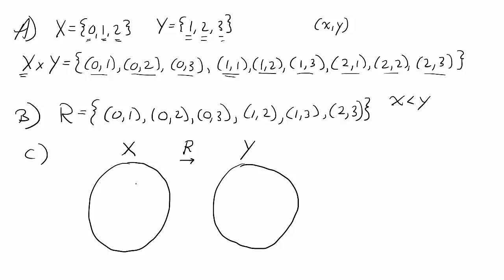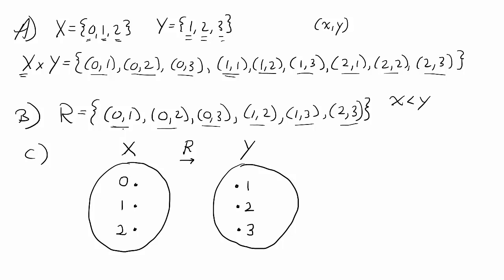And then X had the elements 0, 1, and 2 in it. And Y had the elements 1, 2, and 3 in it. And then you're just going to draw arrows representing each of these 6 ordered pairs that are in the relation. So you should have 6 arrows when you're done.